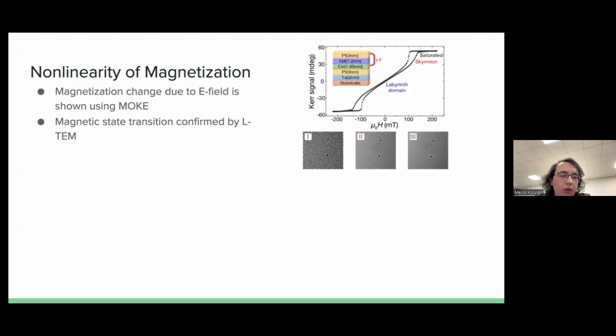The transition of the magnetic states of our device from the labyrinth domains in the first image to skyrmions in the second image, and finally to the saturation state when increasing the magnetic field, are further confirmed by these images taken by a Lorentz transmission electron microscopy device, LTEM. By the way, of course, the films in this device were grown by magnetron sputtering, and the layers can be seen in the inset in the top right figure.